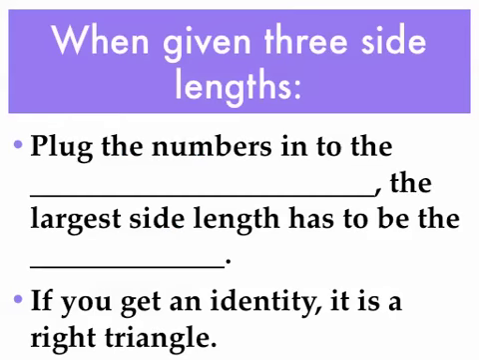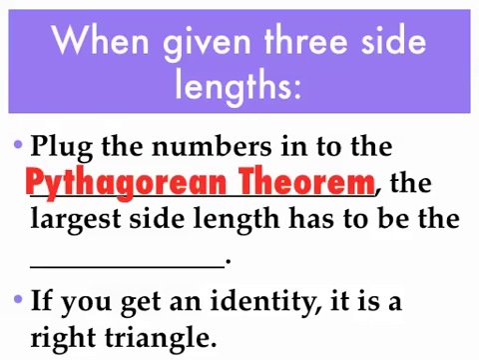The next thing we need to talk about is when we're given 3 side lengths. When we're given 3 side lengths and they're asking us, is this a right triangle? We're going to plug the numbers into the Pythagorean theorem. The largest side length has to be the hypotenuse, or the c, in a squared plus b squared equals c squared. If you get an identity, then we know that the 3 side lengths are forming a right triangle.